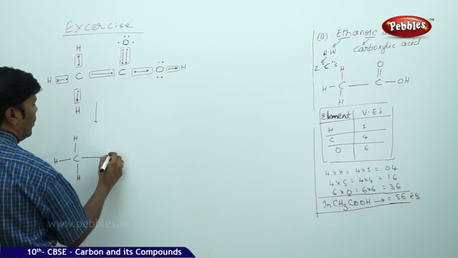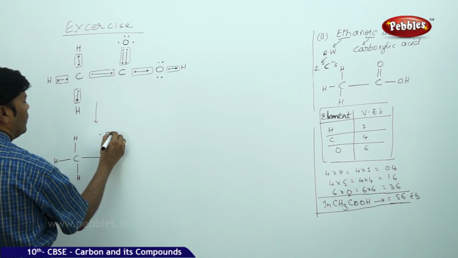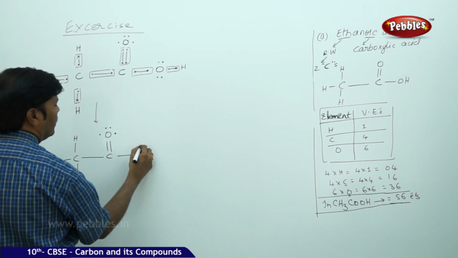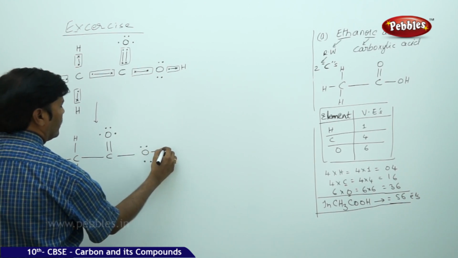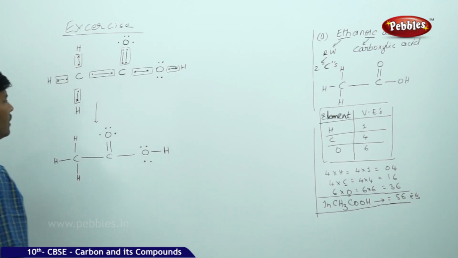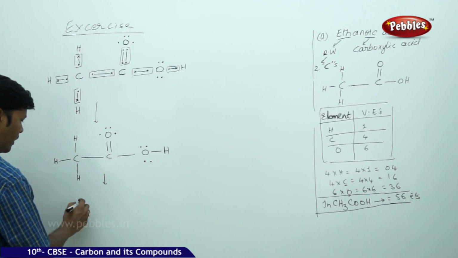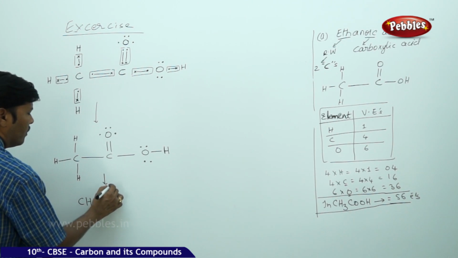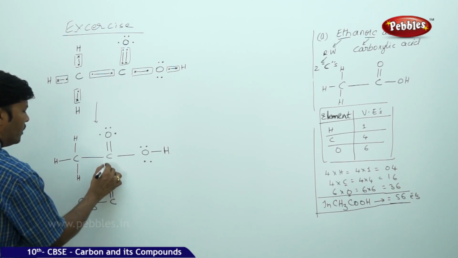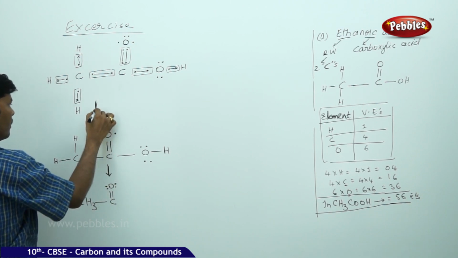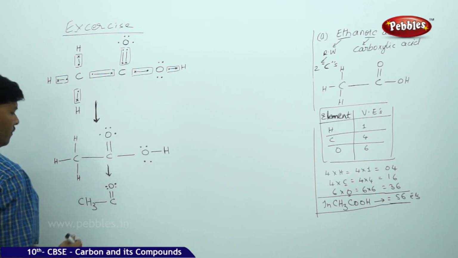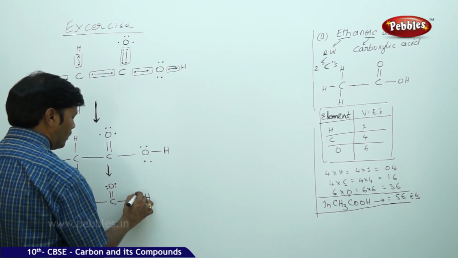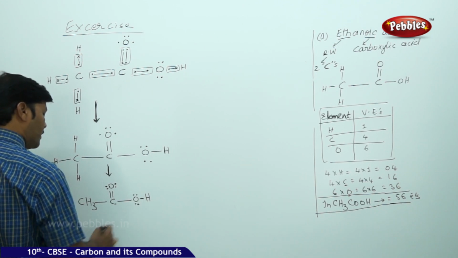Then here single bond carbon, double bond oxygen with 2 lone pairs, again single bond oxygen with 2 lone pairs, and single bond hydrogen. This is the Lewis electron dot structure of acetic acid. Now condense it again: CH3, single bond carbon, double bond oxygen, again single bond oxygen. So this is acetic acid.